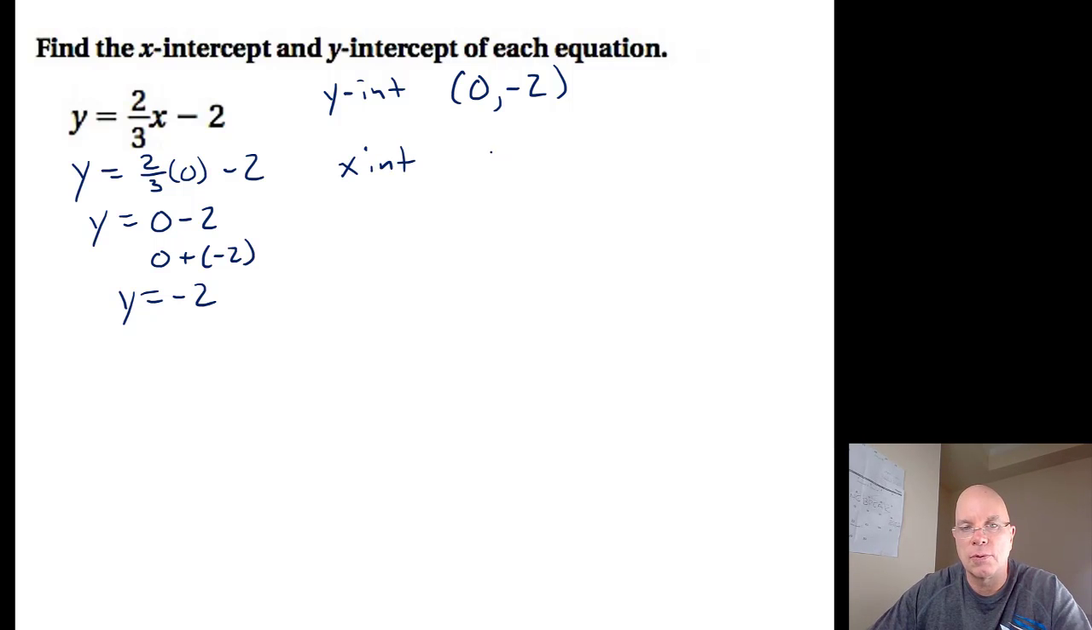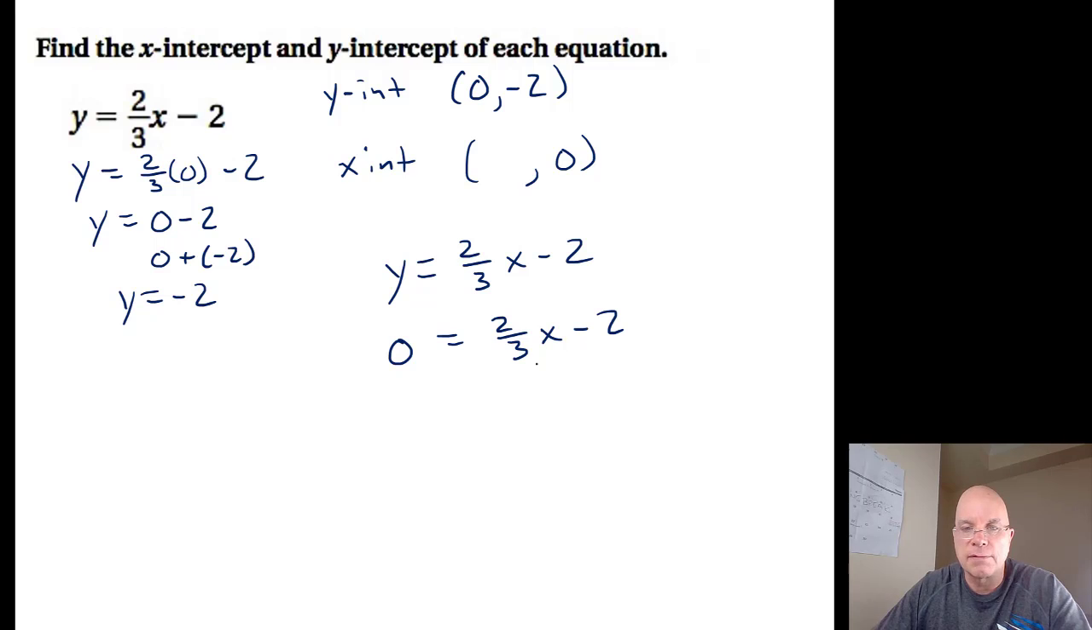The x-intercept will have a y value of 0. So I rewrite the equation. y equals 2/3 x minus 2. And then I write it again, but I substitute 0 for y. 0 equals 2/3 x minus 2. We're solving for x. We're trying to find our x coordinate. So I get rid of the constant term by adding 2 to both sides of the equation. I get 2 is equal to 2/3 x.